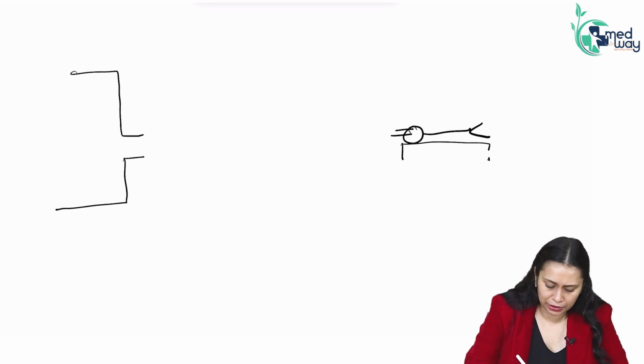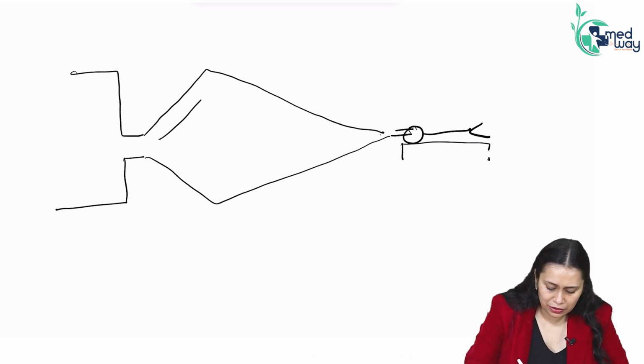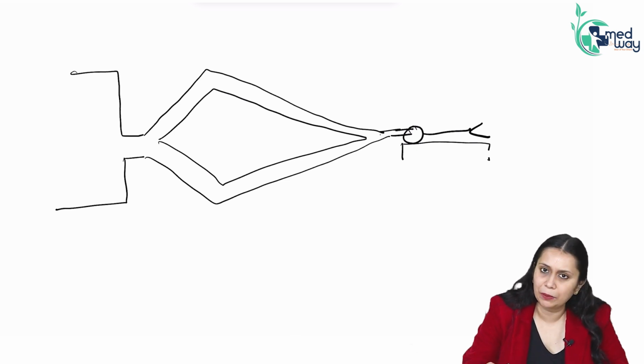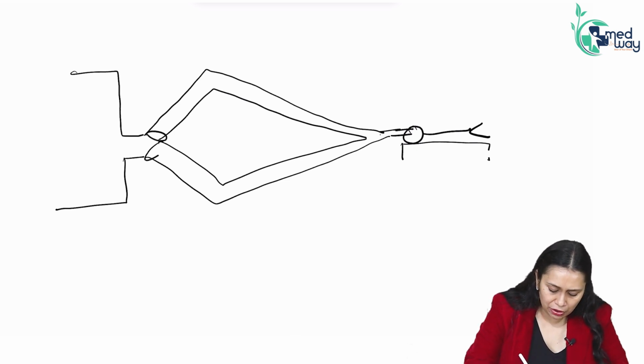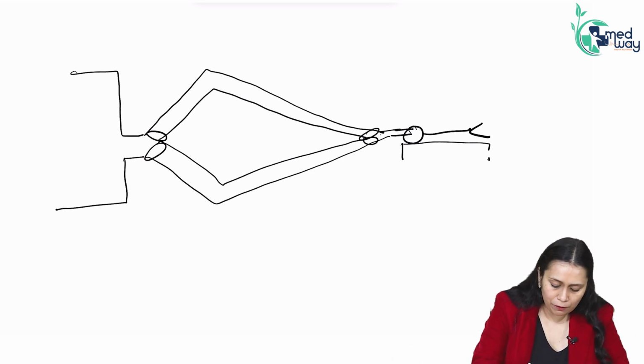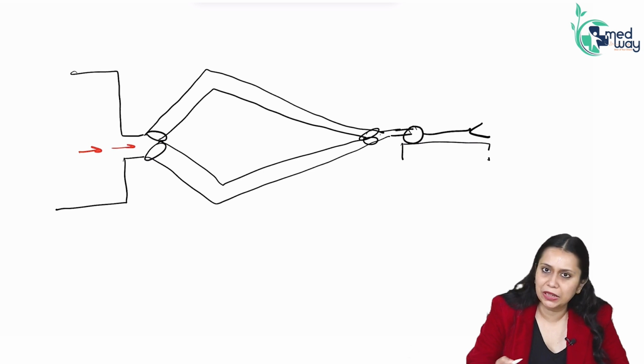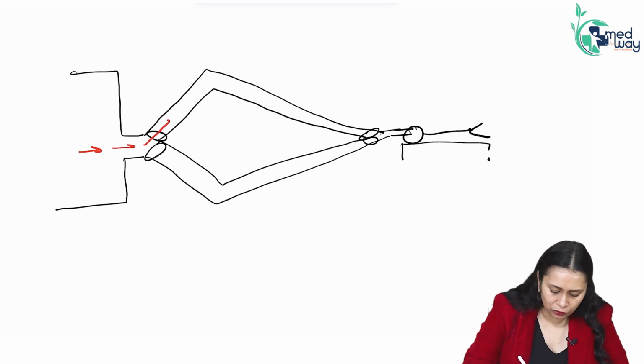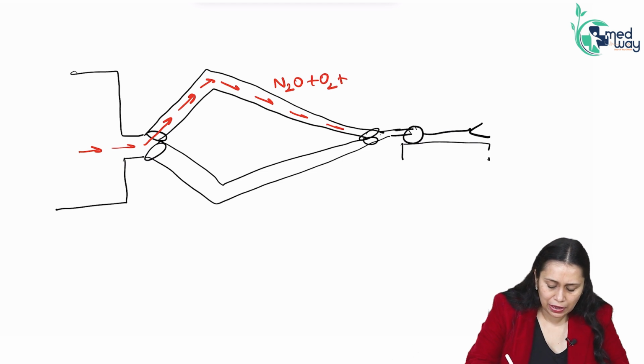Now in the closed circuit, the inspiratory limb and the expiratory limb of the circuit were separated. Unidirectional valves were attached. Now let's see how the gas moves. From the machine, the fresh gas enters, the inspiratory gas enters through this one-way valve only in the inspiratory limb. So what are the gases? Nitrous oxide, oxygen, and your isoflurane. So this enters the patient.